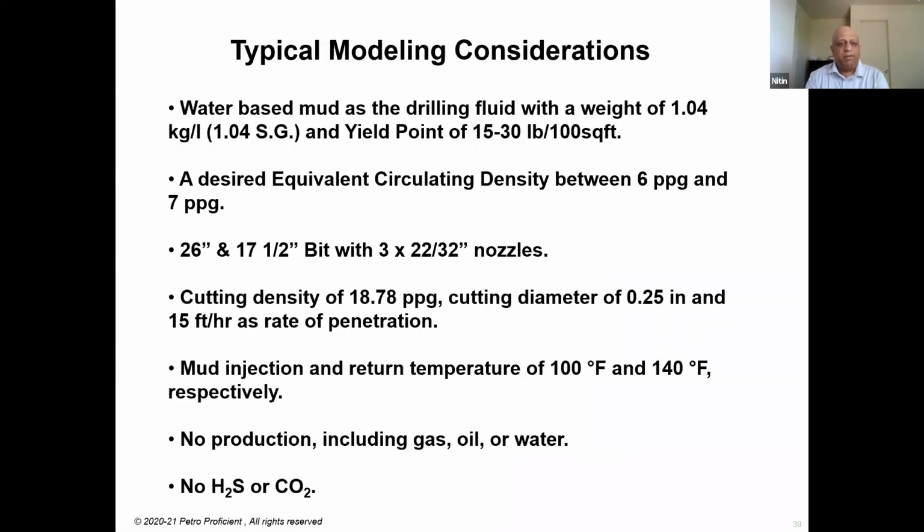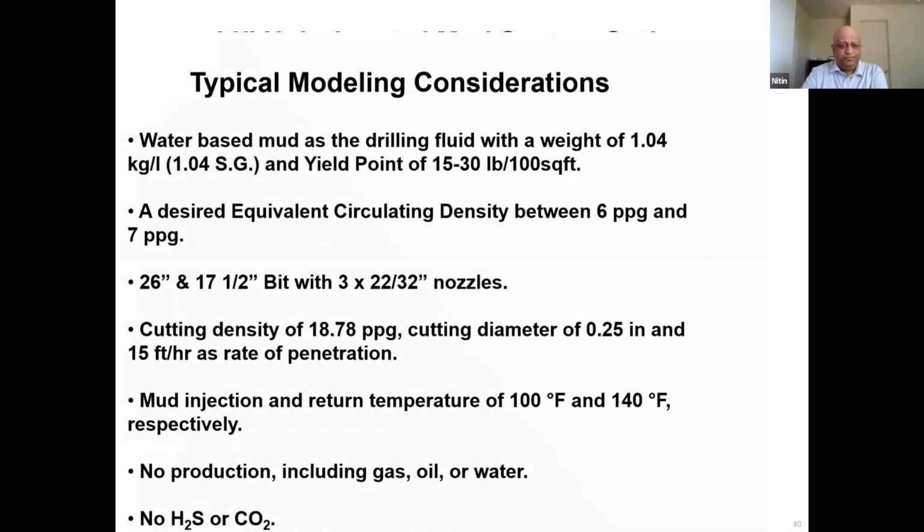And these are the modeling parameters. When you do hydraulics modeling, you need to see what would be your equivalent mud weight, what the specific gravity is, and what the properties of the mud are in terms of viscosity. Basically, you would set your criteria that your equivalent density should be between 6 to 7 ppg. And these are the bits that you are going to use with the nozzles that you just mentioned, and the cuttings density that would normally be there when you start drilling, injection rates, temperature, what the expected produced fluids are, and whether there is any H2S or CO2 in the well.